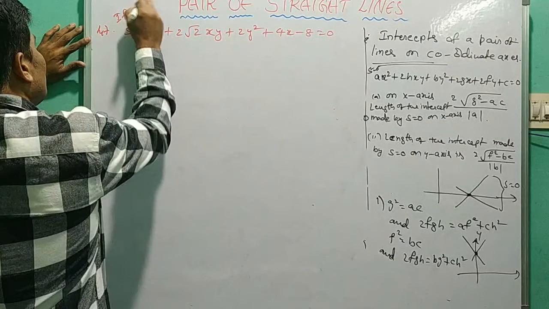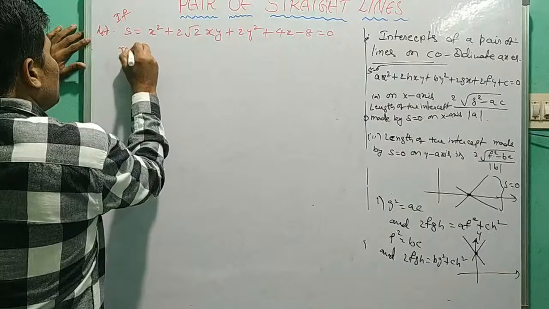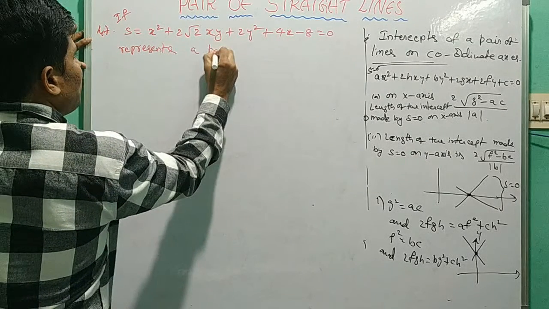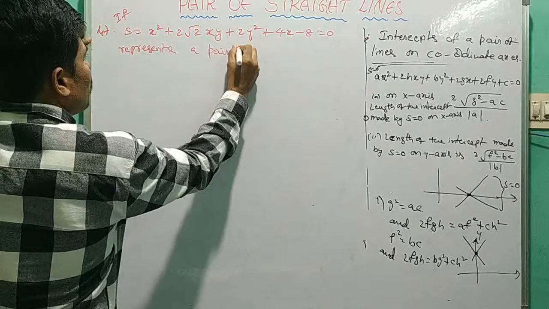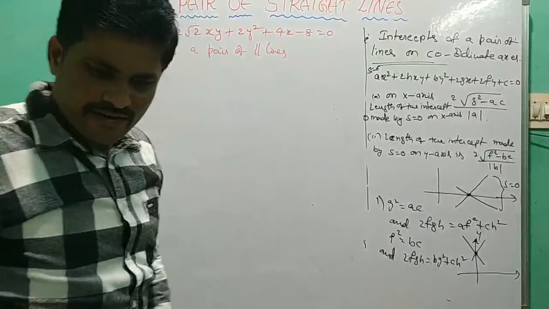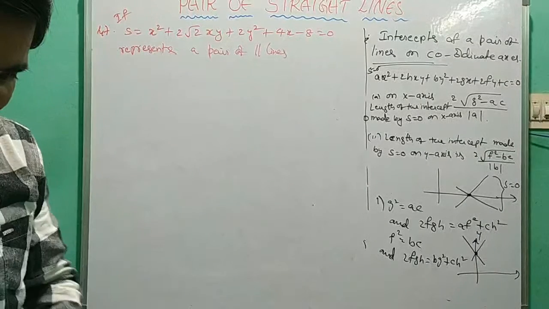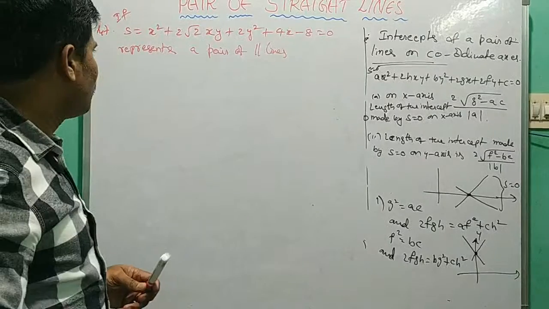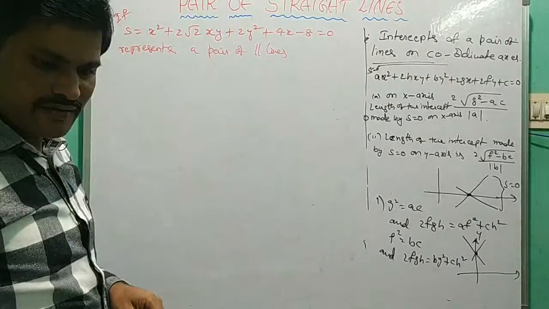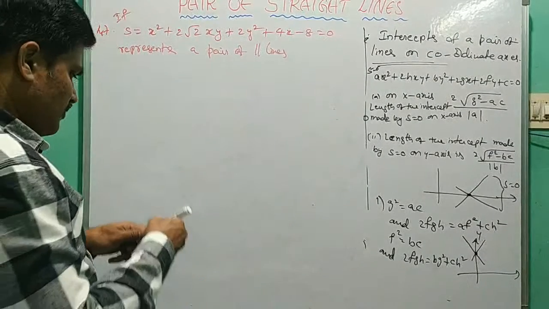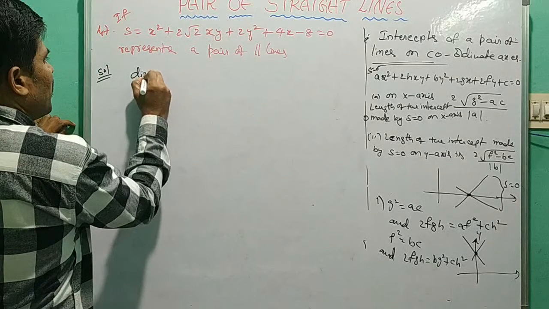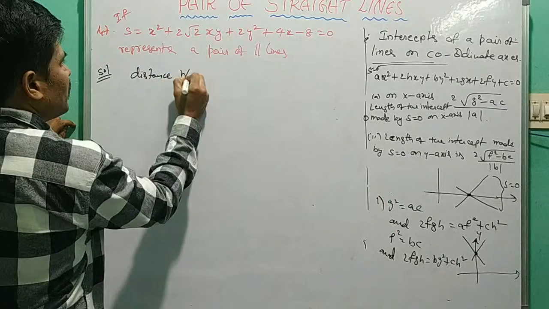This represents a pair of parallel lines. If it represents parallel lines, then we have to find the distance between the parallel lines.